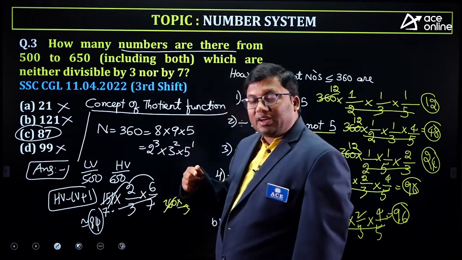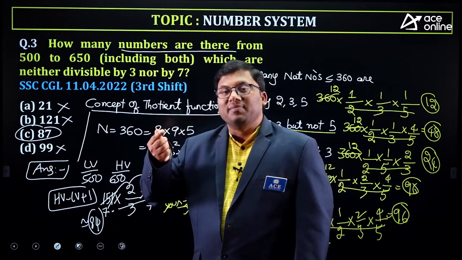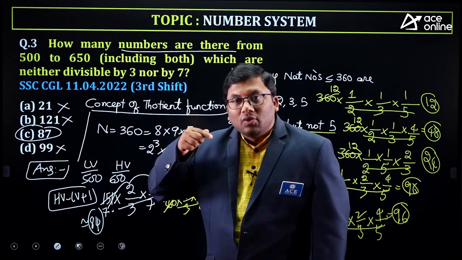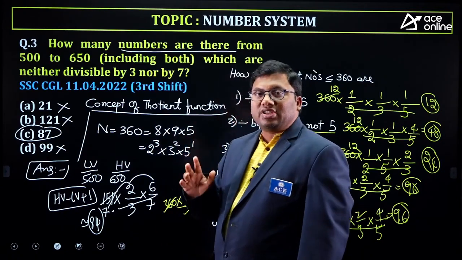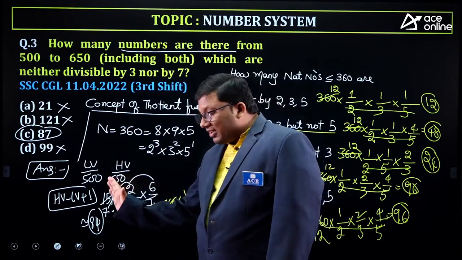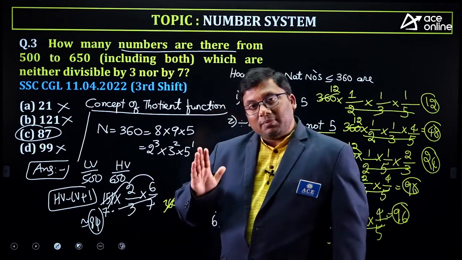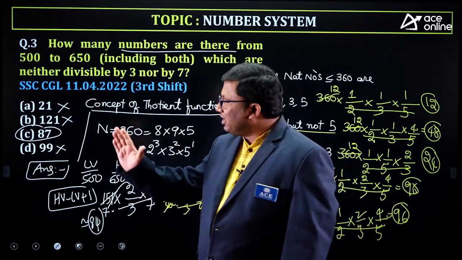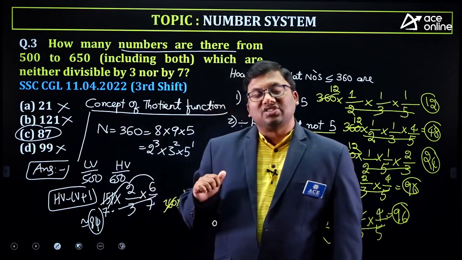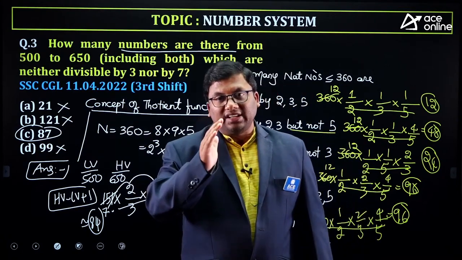Out of 7 consecutive numbers, one number is divisible by 7. How many are not divisible? 6 by 7. 21 7s are 147, 7 point something into 12. Answer is just greater than 84. The only option which is just greater than 84 is 87.